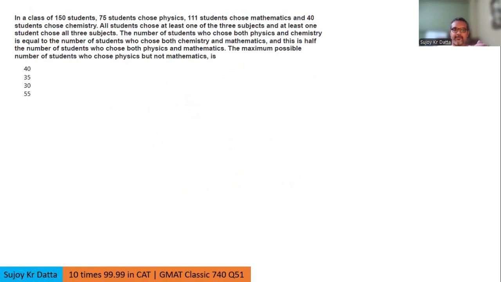In a class of 150 students, 75 students chose physics, 111 chose math. So let's draw the Venn diagram.